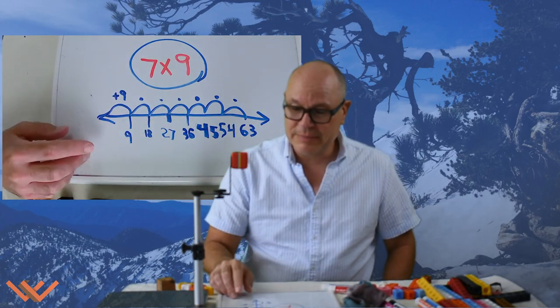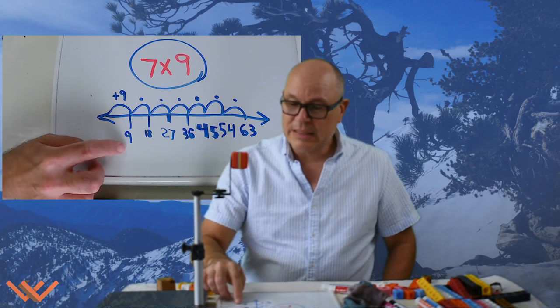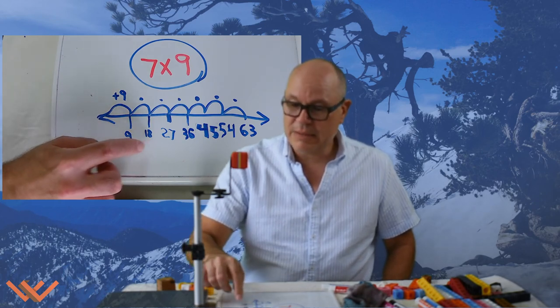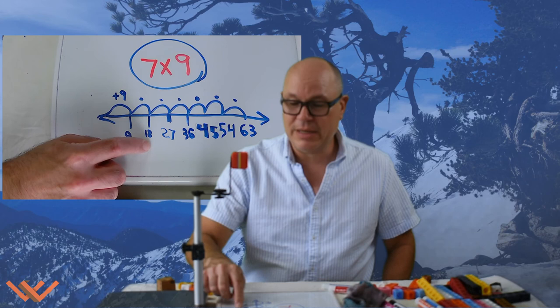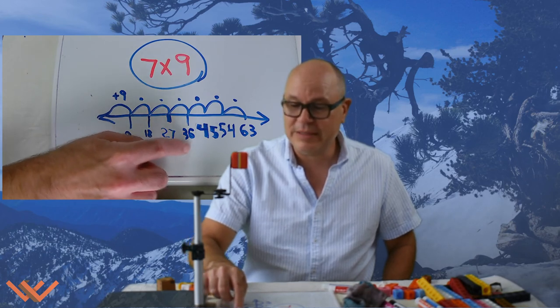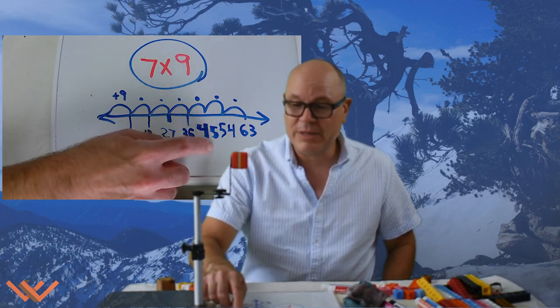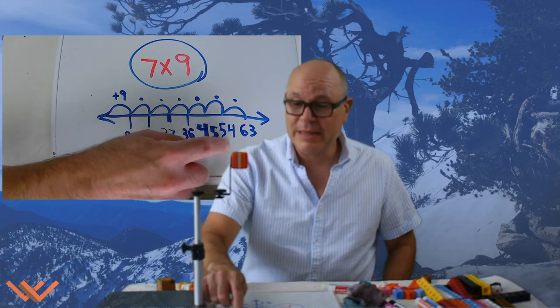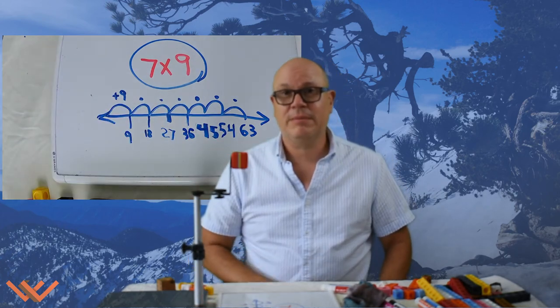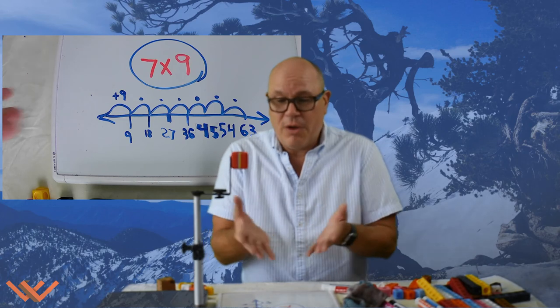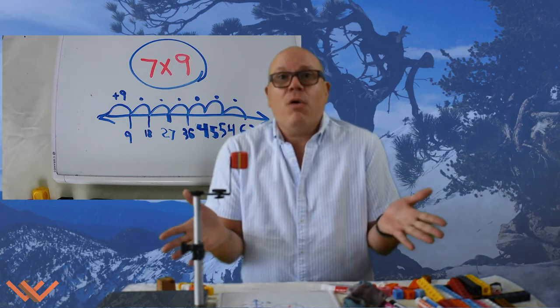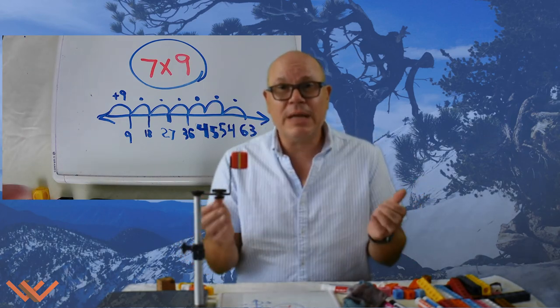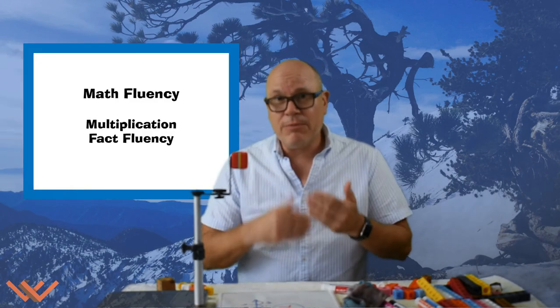So 7 times 9. So we have 9, 18. Well, wait a minute. 1 and 8 add up to 9, 2 and 7 add up to 9, 3 and 6 add up to 9, 4 and 5 add up to 9, 5 and 4 add up to 9, 6 and 3 add up to 9. So now, you already know your 9s, okay? So keep working on it.